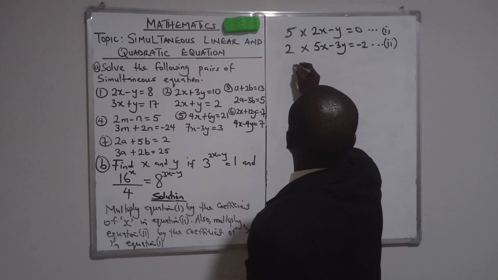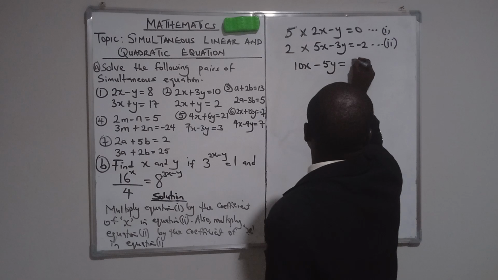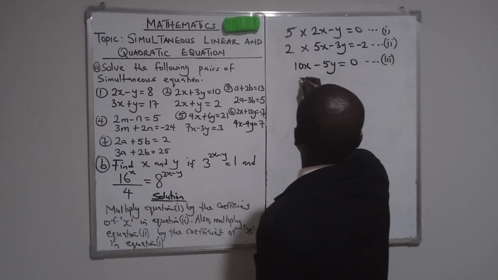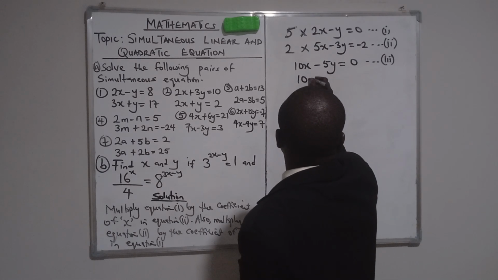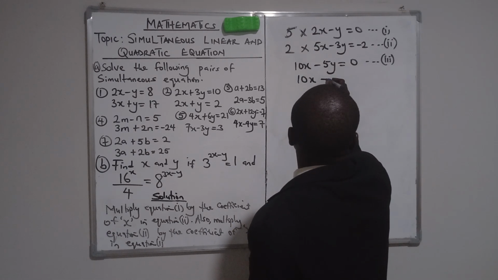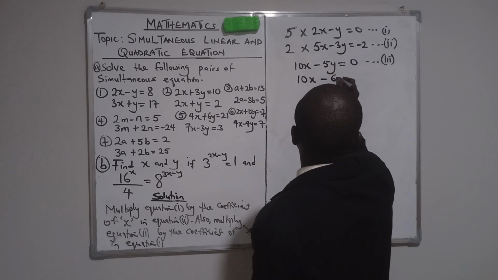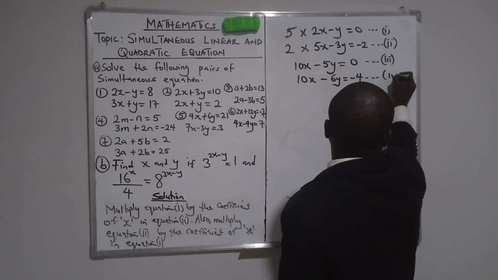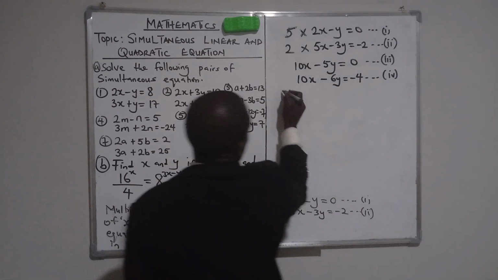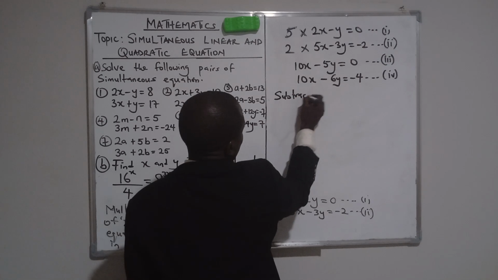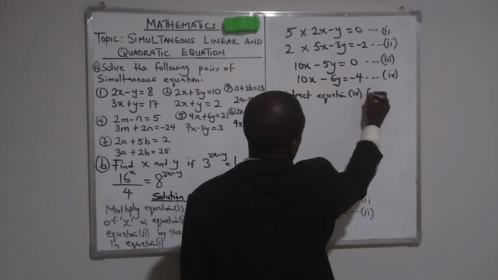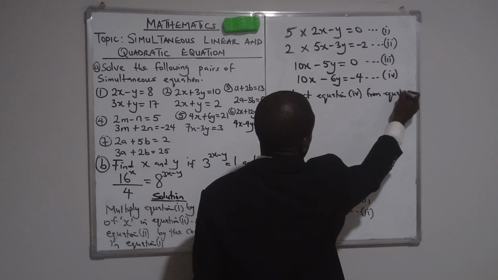When you do that, 5 times 2x, that's 10x minus 5y equals 0. 5 times 0 is 0. That's equation 3. 2 times 5x is 10x minus 6y equals minus 4, equation 4. And now say subtract equation 4 from equation 3.